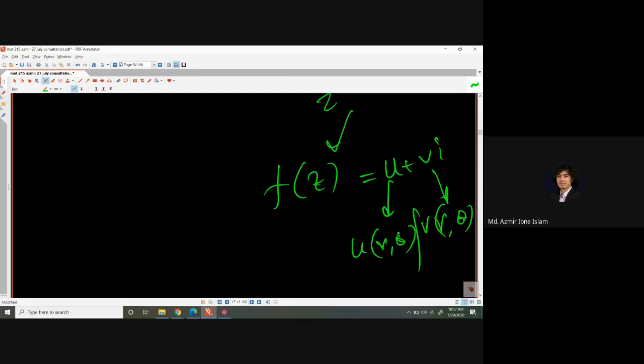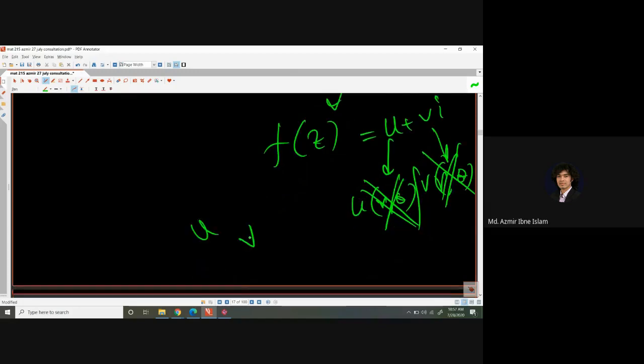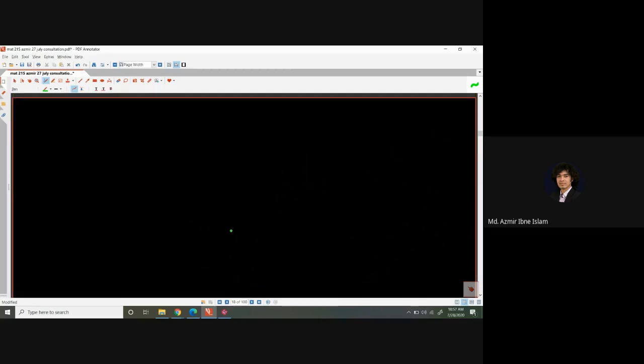If you have any problem writing this, if you are thinking that these notations are complicated, you can just write u and v, no problem. So let's take one example this time. At first, let me think about a problem. Okay, suppose we have to find the image. The question is always the same. Find the image of a circle.